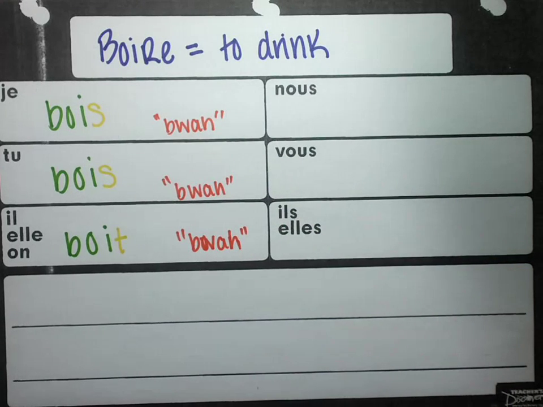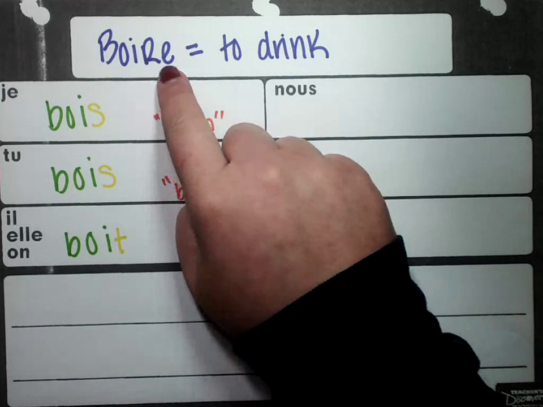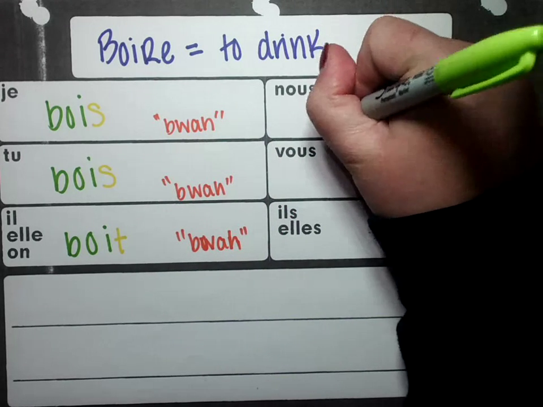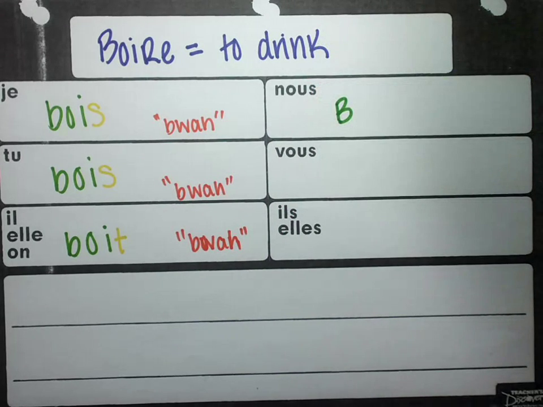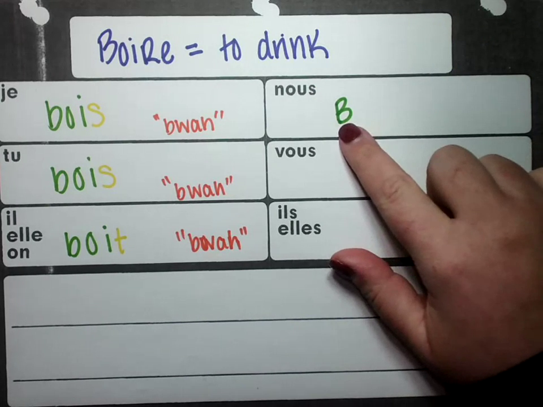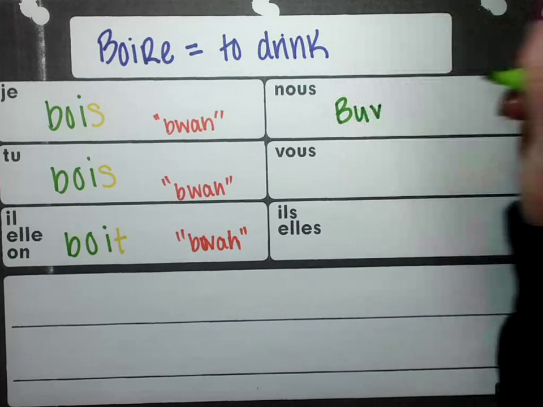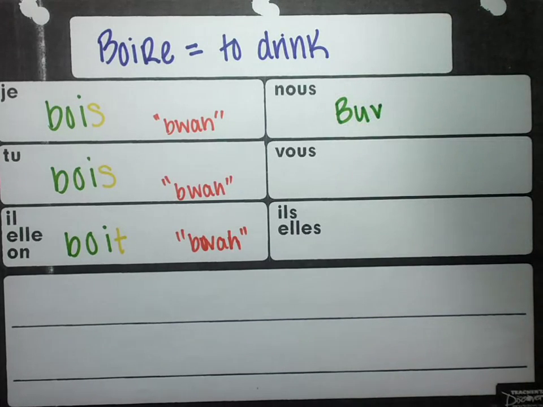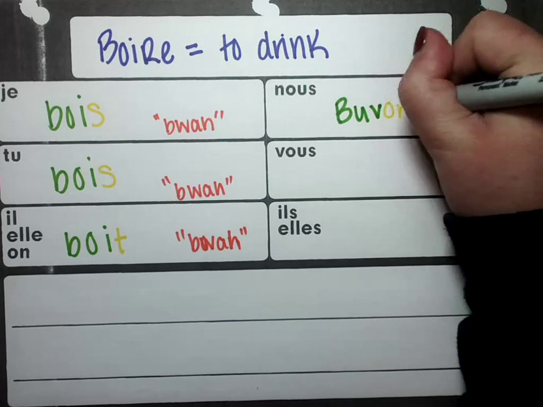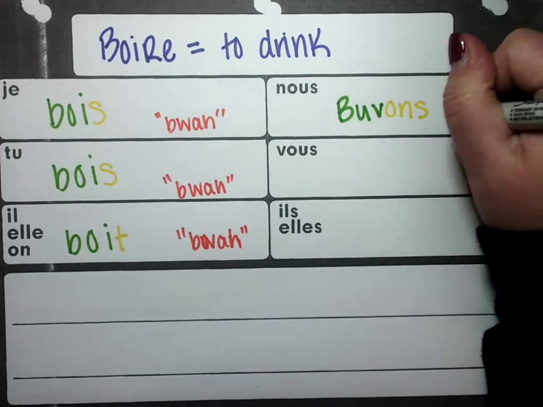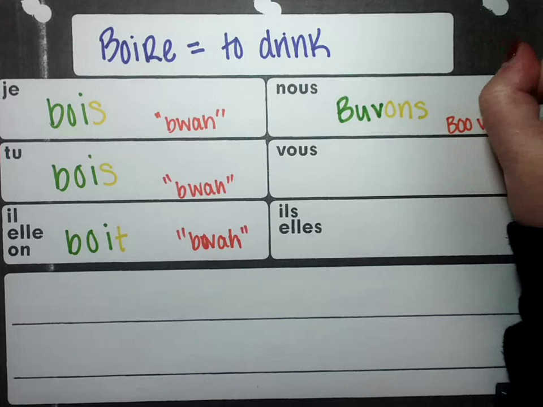All right. So now on the right-hand side of our chart, that's where it gets a little confusing. So we're going to take off this I-R-E and we're going to be left with B-O. So that's going to be part of our stem. Actually, really just the B. For the whole right-hand side, it's going to start off with B-U-V. Now we can add on our endings. O-N-S. So buvons.